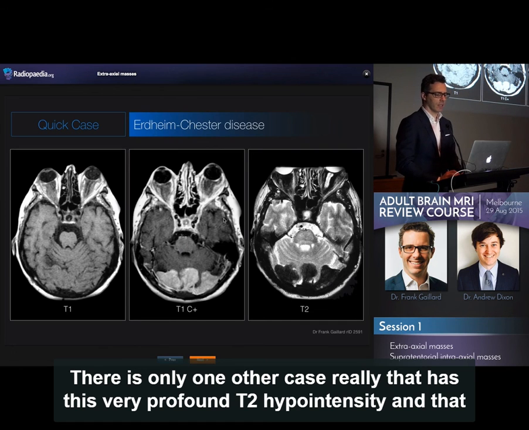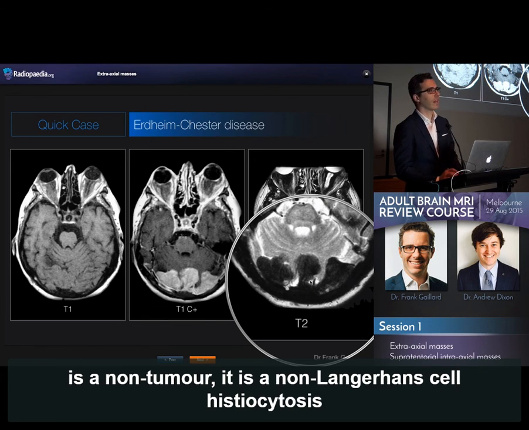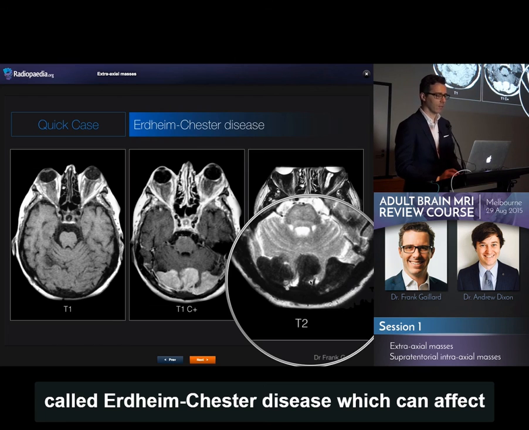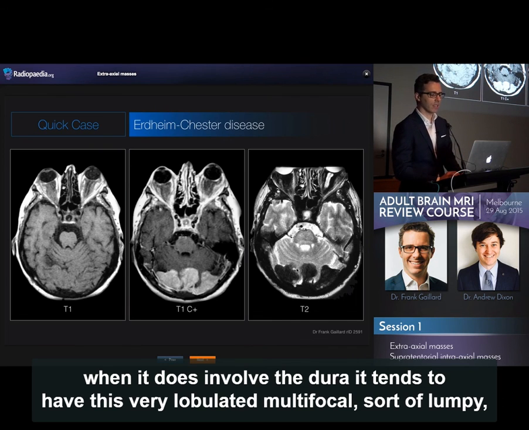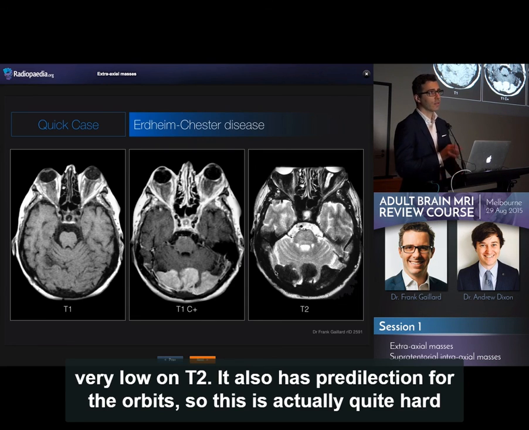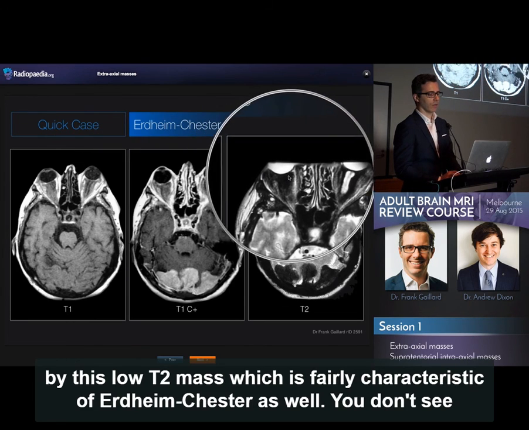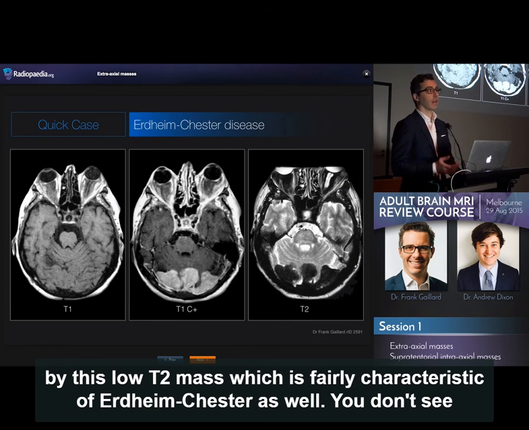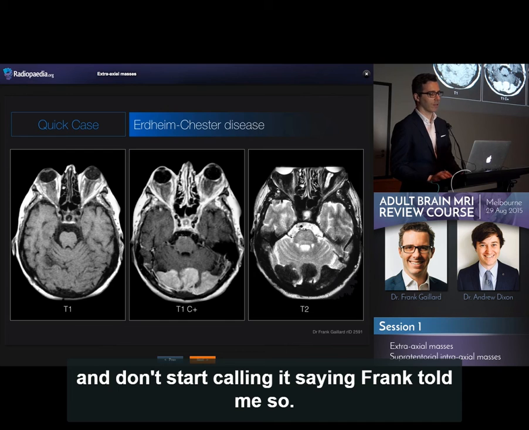There's only one other case really that has this very profound T2 hypointensity, and that's a non-tumour. It's a non-Langerhans cell histiocytosis called Erdheim-Chester disease, which can affect the whole body, so musculoskeletal particularly, but it can involve organs and the dura. And when it does involve the dura, it tends to have this very lobulated, multifocal sort of lumpy, very low on T2. It has also a predilection for the orbits. So this is actually quite hard to see because it involves the whole orbit, but all the retroorbital fat is displaced by this low T2 mass, which is fairly characteristic of Erdheim-Chester as well. You don't see this very often. We would see this maybe once every 5 years. So don't hold your breath and don't start calling it, saying Frank told me so.